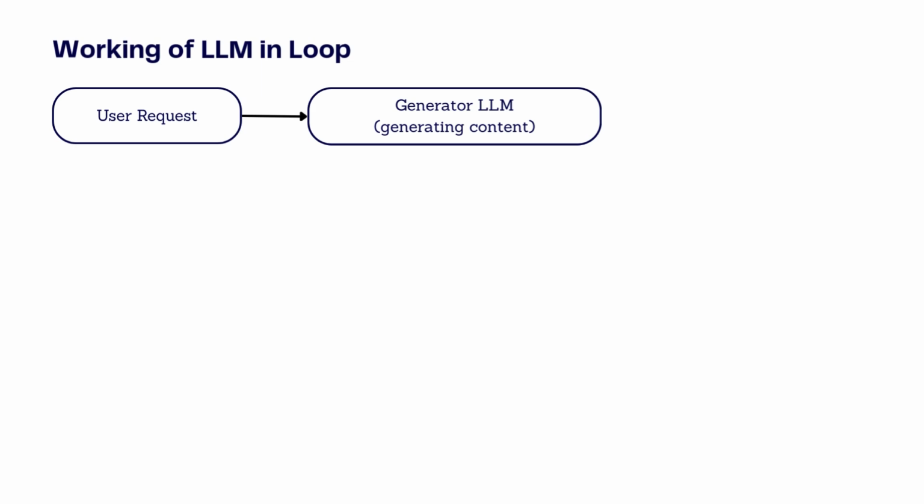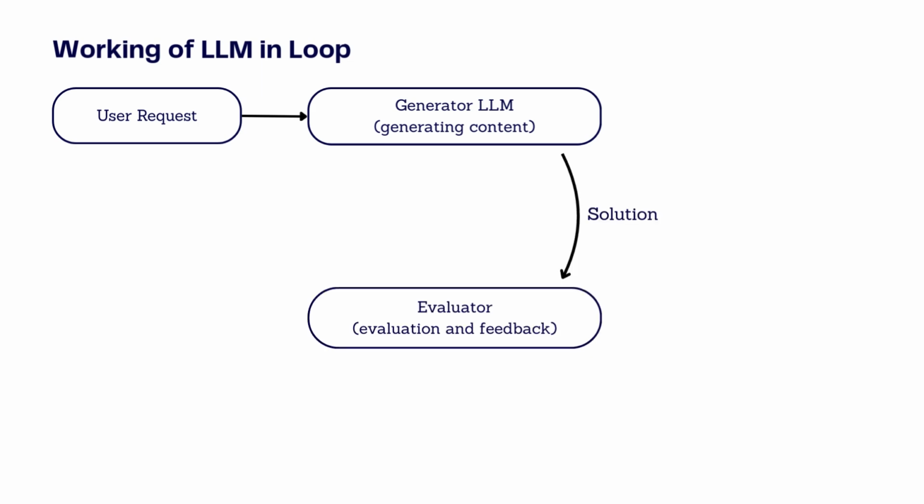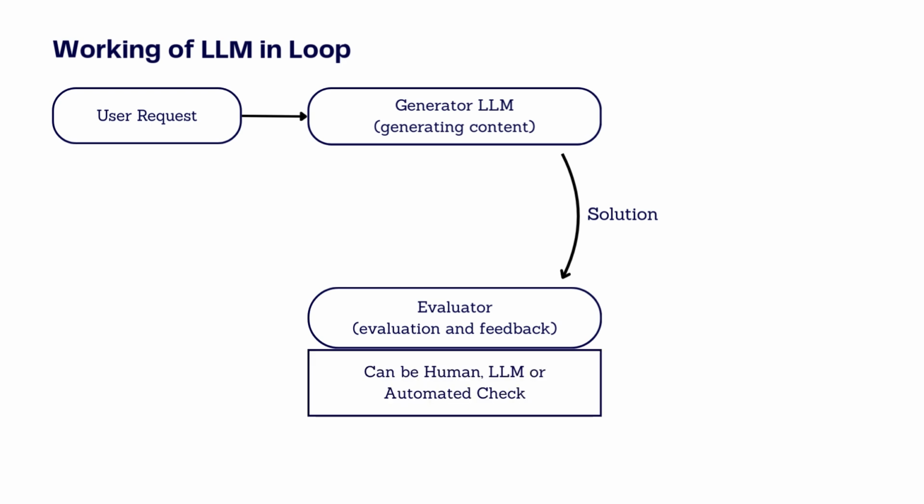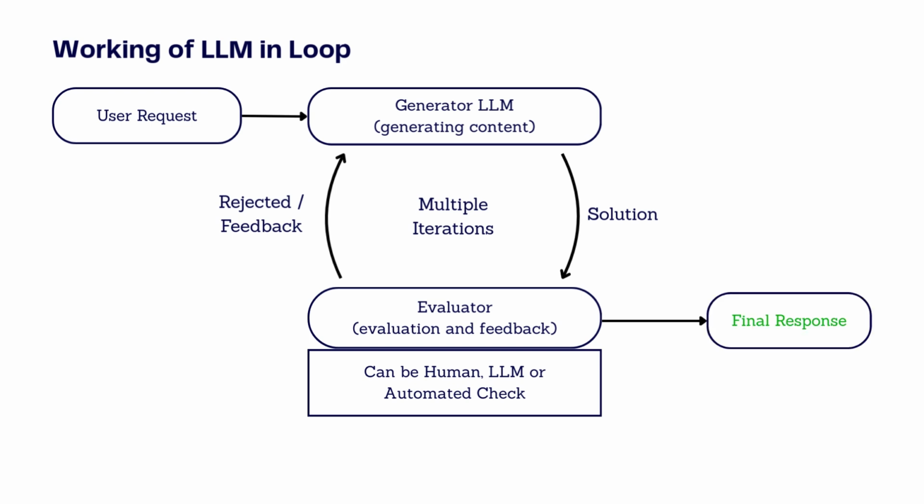Here's how it works. First, the LLM provides an initial response. Next, this response is sent for evaluation. The evaluation can be done by a human, another LLM, or through automated checks that are designed in the system. Then the LLM uses the feedback from the evaluation to refine and improve its response. This cycle repeats until we reach a final result that meets the required quality.